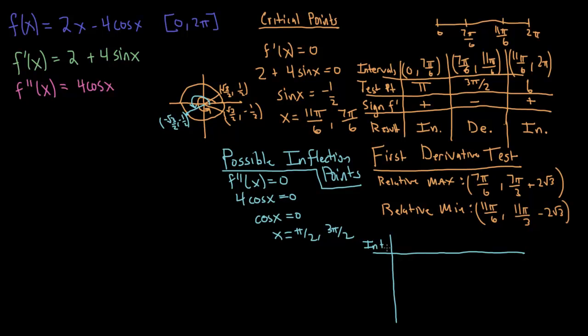So here are our intervals. Now again, we're dividing up the domain from 0 to 2 pi, so we have 0 to pi over 2. We then have pi over 2 to 3 pi over 2. And then we have from 3 pi over 2 to 2 pi. 3 test intervals. Let's pick some test points. Let's pick some nice ones.